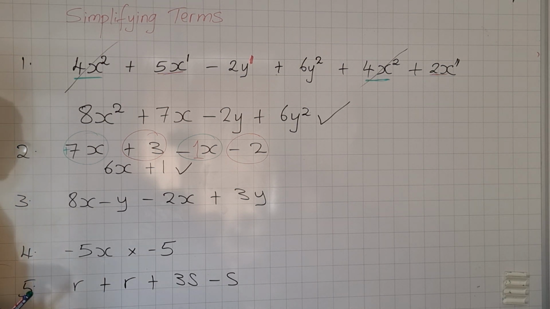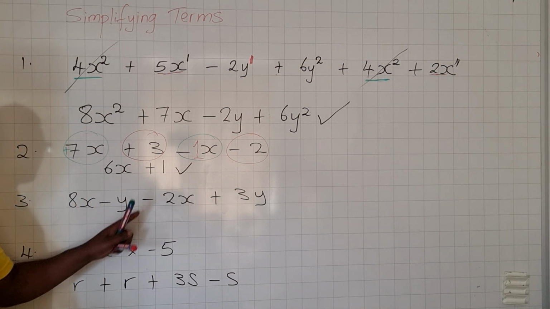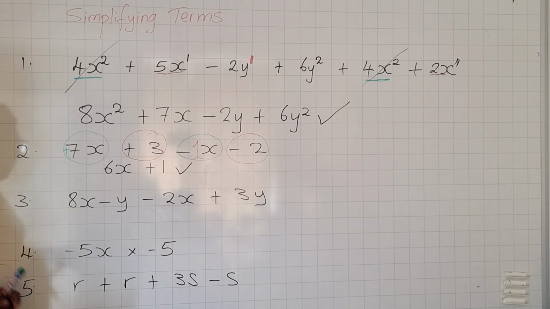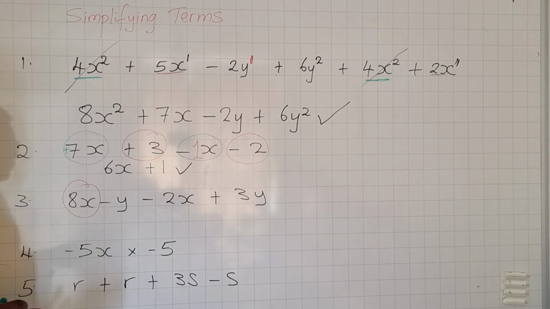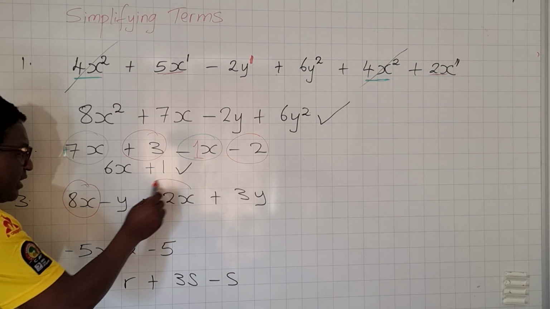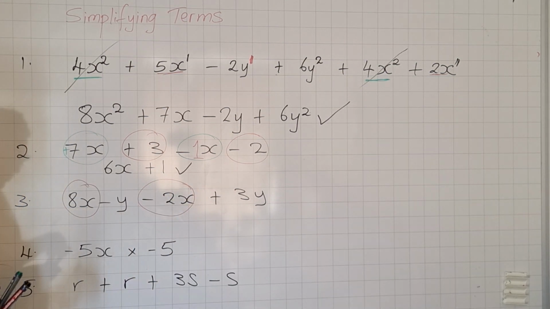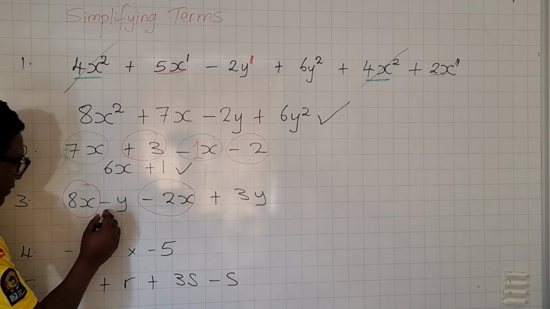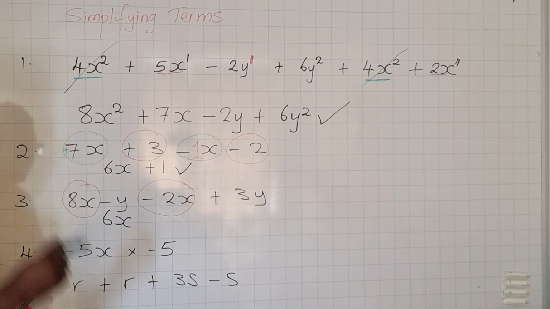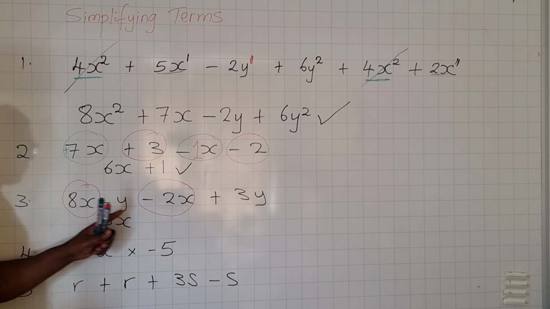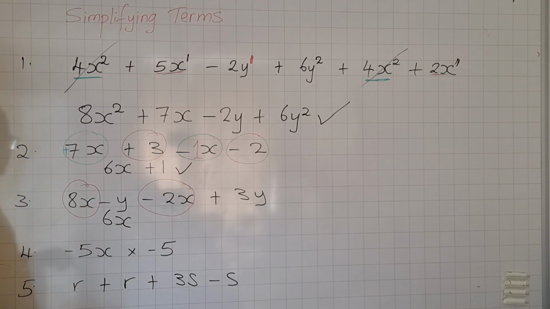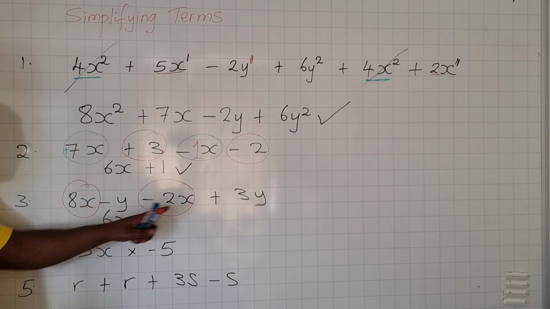We'll go to question number 3. 8x minus y minus 2x plus 3y. Which one is 8x similar to? 2x. So what will be the answer when you do those two? 6x. Correct. 8x minus 2x is 6x. And the next one? y and 3y. Minus y plus 3y. What would that be?